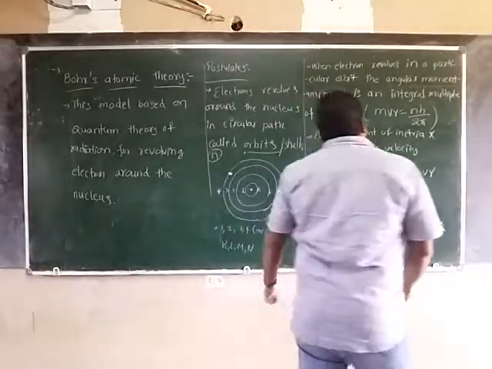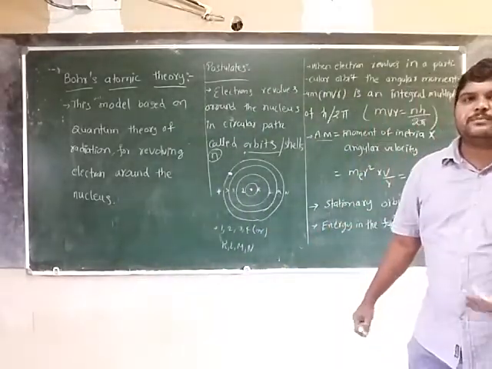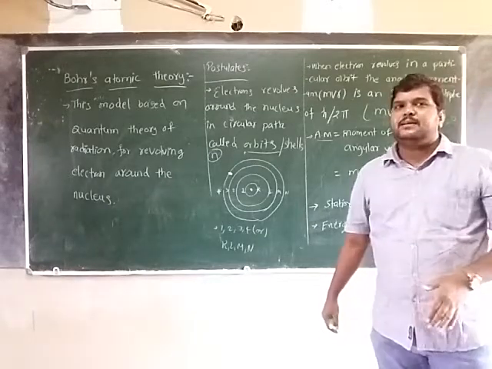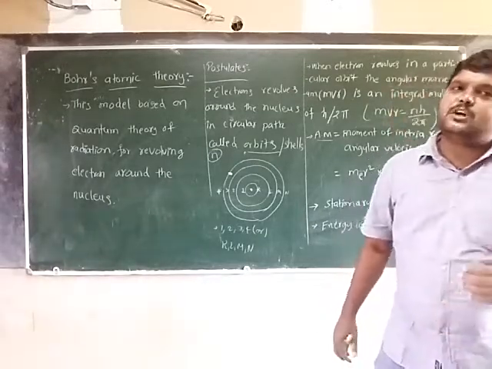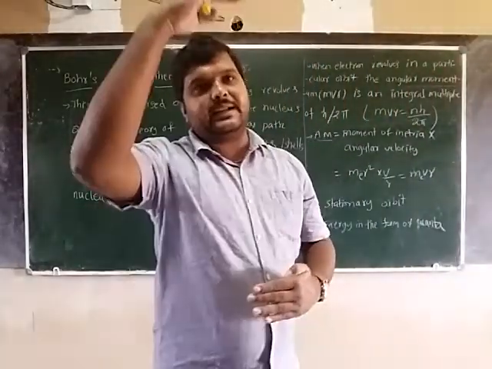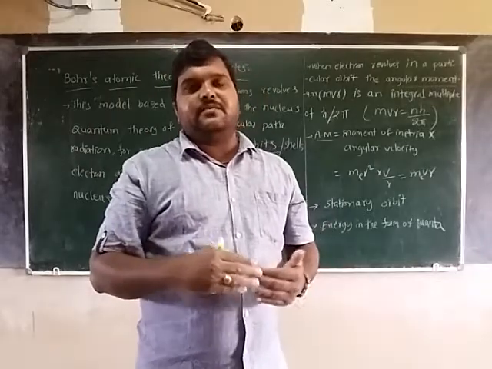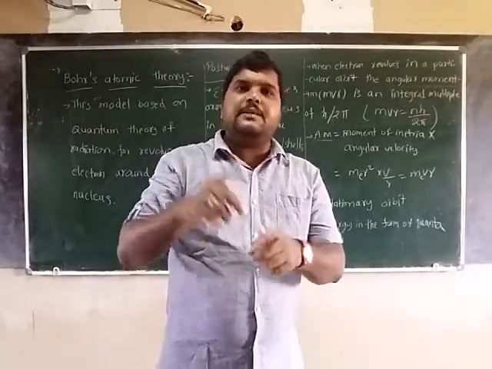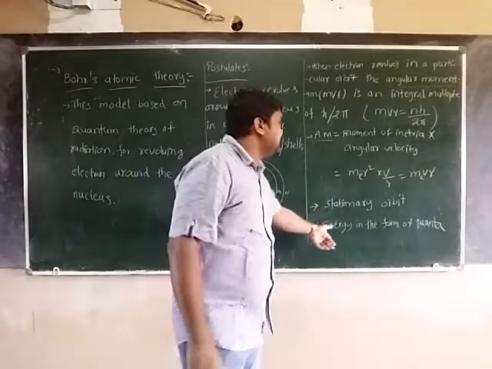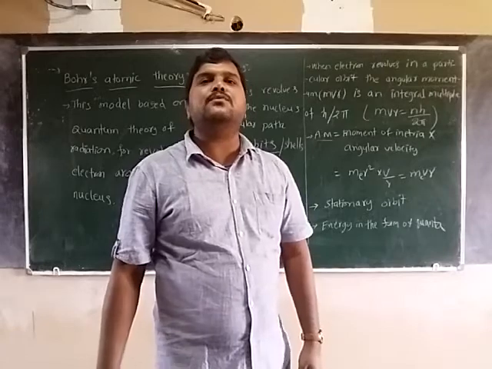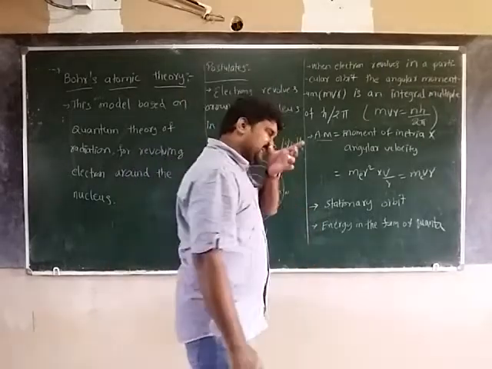Next, when an electron jumps from a lower orbit to a higher orbit or from a higher orbit to a lower orbit, energy may be absorbed or emitted. When an electron moves from a lower energy level to a higher energy level, it absorbs energy. When an electron jumps from a higher energy level to a lower energy level, it emits radiation. The energy is in the form of quanta. Is it clear? And next another one.